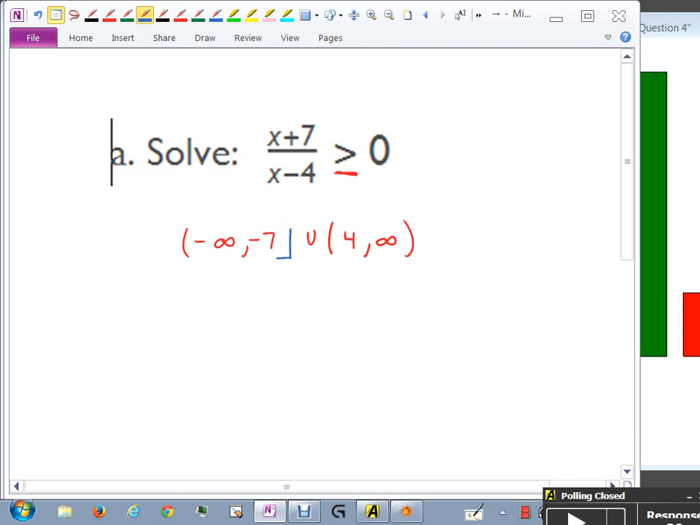Yes, because if you say in your answer, go ahead, include 4, right? You put a bracket here. You say, go ahead and include 4. If I try and plug 4 in here, I get division by 0, which is where our vertical asymptote occurred. So that's not allowed. Now you could plug negative 7 in because negative 7 plus 7 is 0. 0 on top's okay. Understand? Okay. All right.